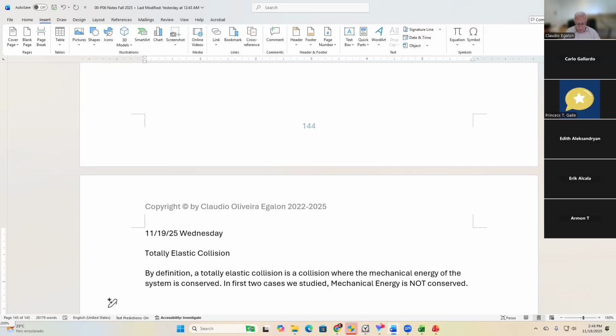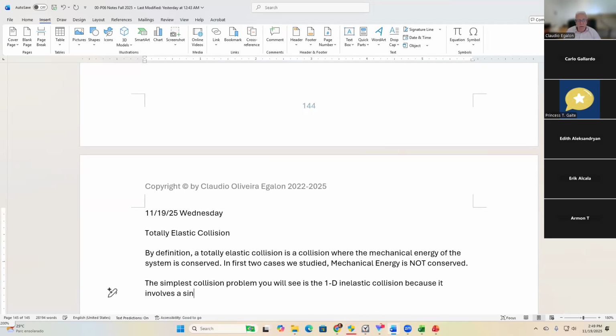Okay, well, let's write that down. The simplest collision problem you will see is the 1D inelastic collision, because it involves a single equation. Mathematically speaking, it's easier to solve because it has just one equation for you to solve.